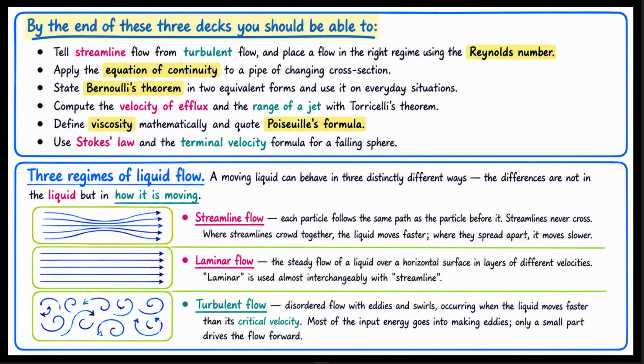Before we touch an equation, here is what you should be able to do by the end of these three decks. You should be able to tell streamlined flow from turbulent flow and place a flow in the right regime using the Reynolds number. You should be able to apply the equation of continuity to a pipe of changing cross-section. You should be able to state Bernoulli's theorem in two equivalent forms and use it on everyday situations.